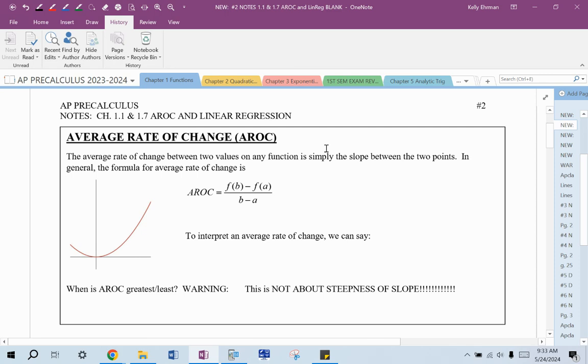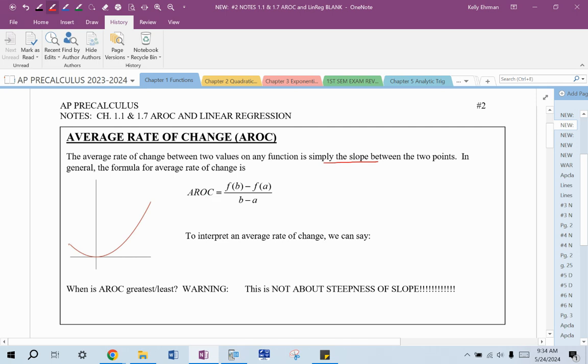So average rate of change between any two values is really just talking about slope. We just finished talking about slope in the previous notes, just the slope between 2 points. It's basically just another way to write the formula. We wrote a bunch of different ways to think about slope in the previous set of notes. So here's one more. The average rate of change formula, instead of m equals, it's like AROC equals.